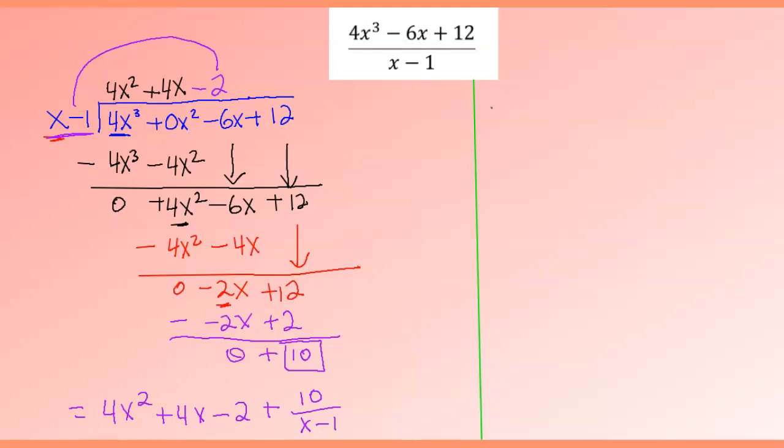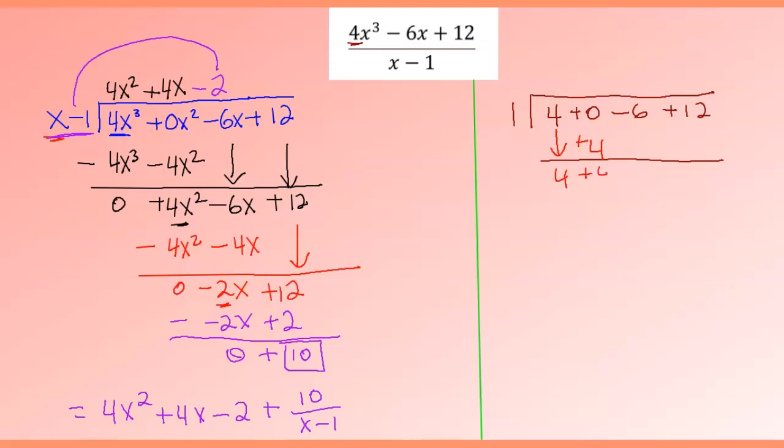Here the opposite of negative 1 is 1, because we need a solution to put here. We write our coefficients, 4. The x squared is missing, so we will put 0, so plus 0, minus 6, and plus 12. The line here, we drop our 4, we multiply, we get 4, we put it right here, we add, and that will give us 4.